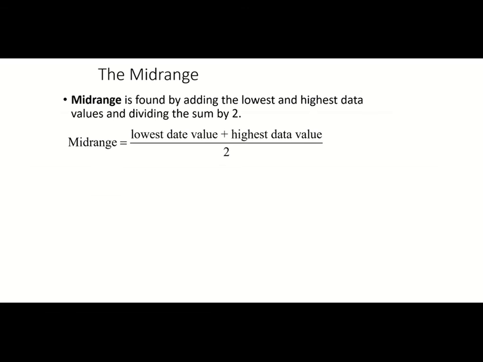All right, the last measure of central tendency that we're going to look at is called the mid-range. You may have heard of the range before, but it's a little bit different than the range. The mid-range is found by adding the lowest and the highest data values and dividing the sum by 2. So the mid-range, you add the lowest and the highest values and divide by 2.